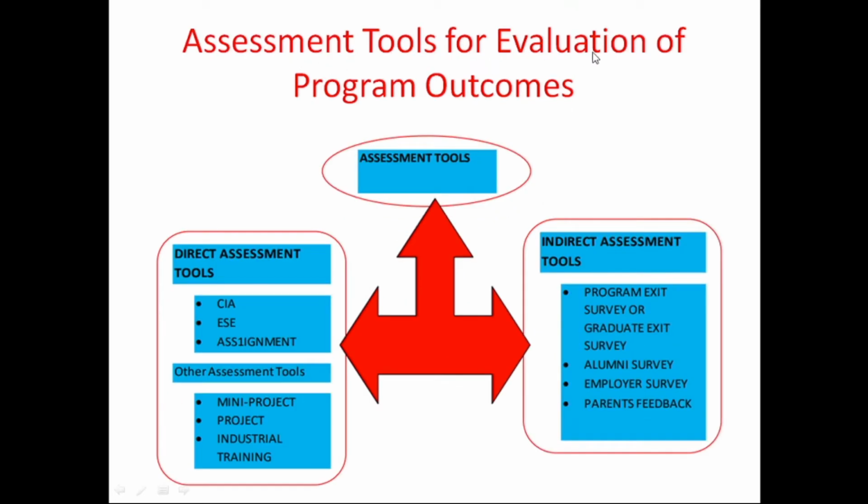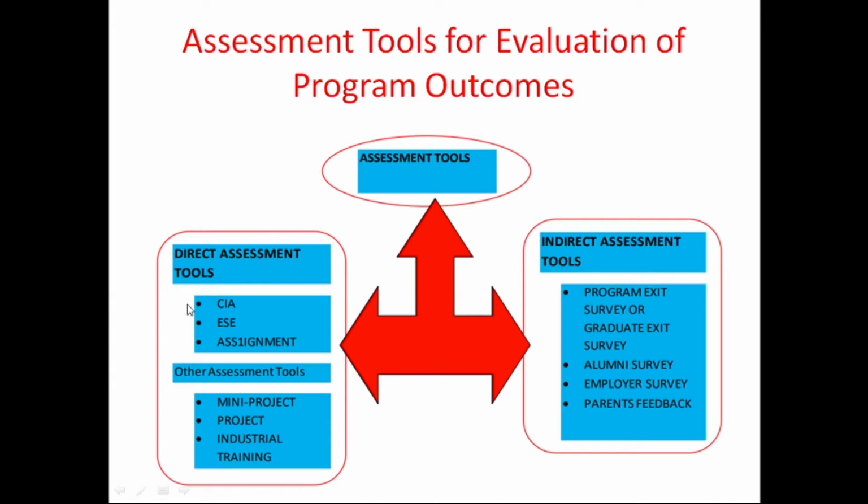So what are the assessment tools for the evaluation of program outcomes? There are direct assessment and indirect assessment. What are the direct assessments? First one will be the internal examination, then end semester examination. Here we have assignment or seminar or some other assessment tool, capstone methods. Okay, these are the direct assessment. Other assessments like mini project, industry training, something like that. This is the direct assessment.